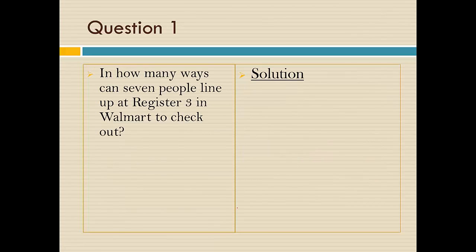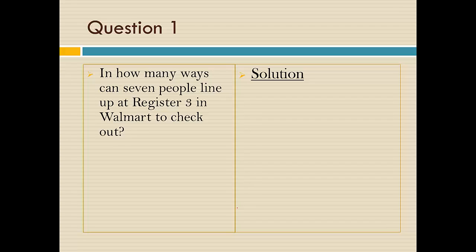Let's do some problems. Question 1. In how many ways can 7 people line up at register 3 in Walmart to check out? So we are looking at order. This is like an orderly arrangement, because if they're going to line up, that means they are lining up in order. So this is a case of permutation.